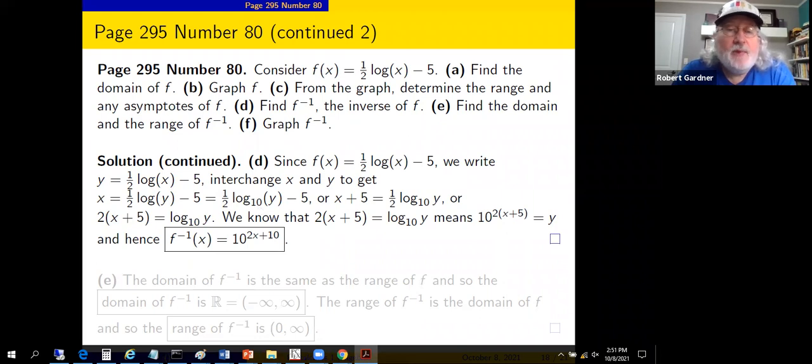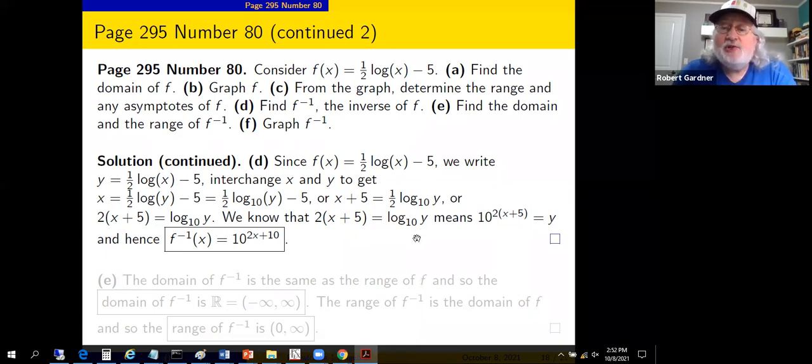Okay, we're trying to solve this for y. First, let's get the log function by itself. We'll add 5 to both sides. Looking at the far left here, we get x plus 5 equals 1/2 log base 10 of y, or, well, cross multiplying by 2, 2 times (x plus 5) equals log base 10 of y. Okay, so 2(x plus 5) equals log base 10 of y.